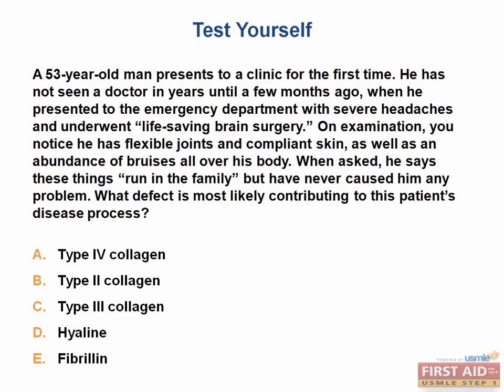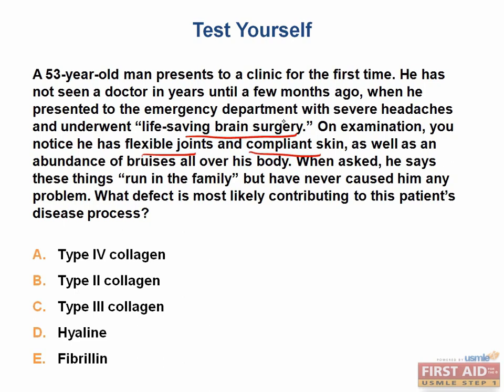So again, you can go ahead and pause the video if you want to think about this. Okay, so this guy has hyperextensible skin and hypermobile joints. That narrows it down really quickly to Ehlers-Danlos syndrome, which is caused by a defect in what? Well, that's actually a tricky one because there's a lot of different types of Ehlers-Danlos caused by defects in different types of collagen. So now we need another clue from the question, which is his life-saving brain surgery.